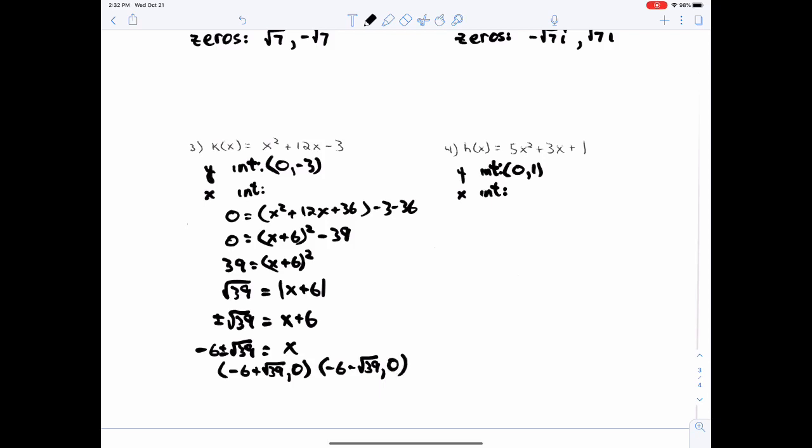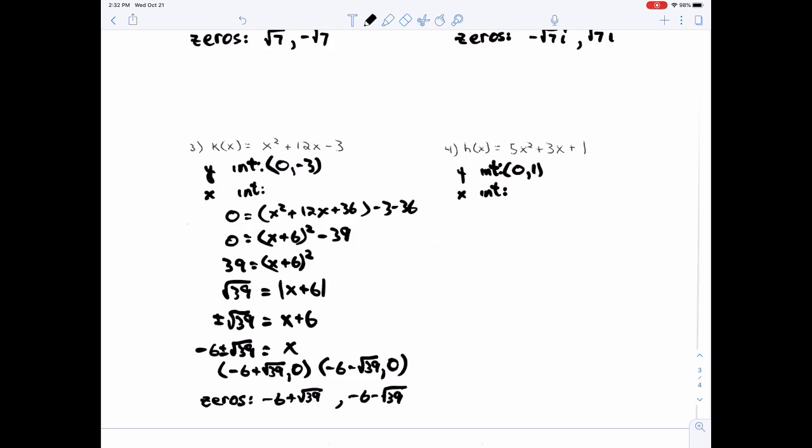Okay? Then what are the zeros? Well, it's just the number, negative 6 plus square root of 39. That's one number. And negative 6 minus square root of 39. Okay? All right, well, how about this last one then?